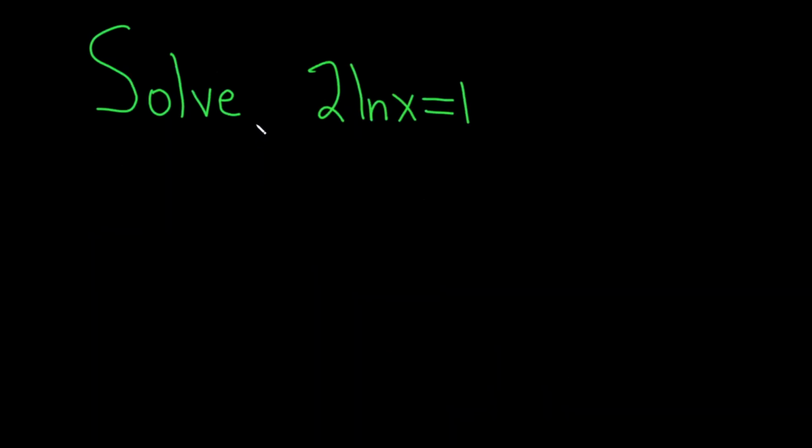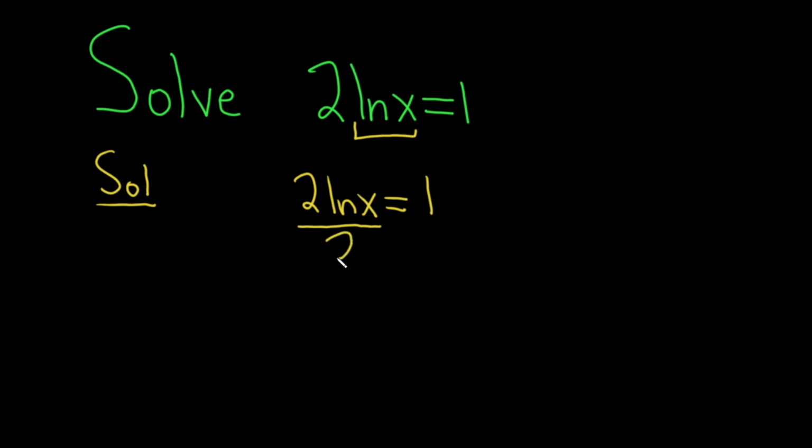Solve 2 times the natural log of x equals 1. Solution. Because we have a single logarithm, the goal is to start by isolating this logarithm. Since it's being multiplied by 2, what we'll do is we will divide both sides by 2. So divide the left-hand side by 2, divide the right-hand side by 2. The 2's cancel, so we have the natural log of x equal to 1 over 2.